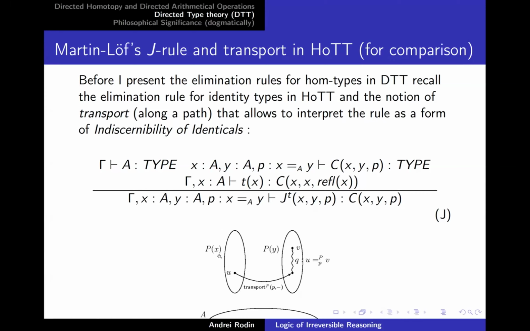So it's like indiscernibility of identicals, right? We have X identical to Y, and then we have the same property P of X and also P of Y. And here we construct this J term just from reflection, right? Reflection should be given, and then this elimination lets us construct the transport of this property or structure along this path. That's how it works in the standard setting.